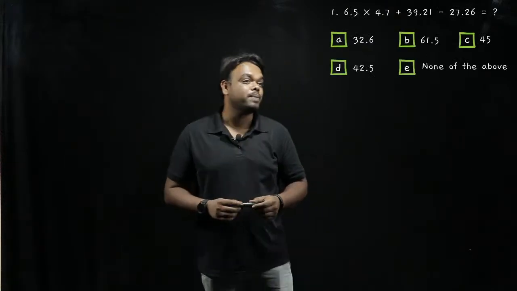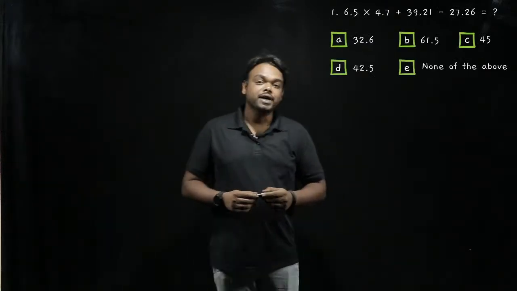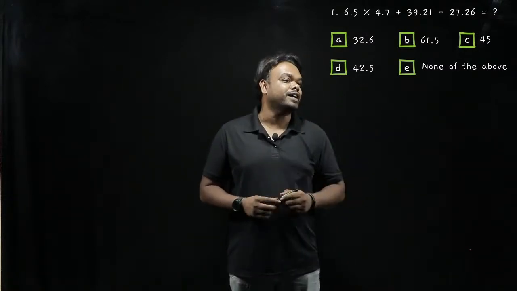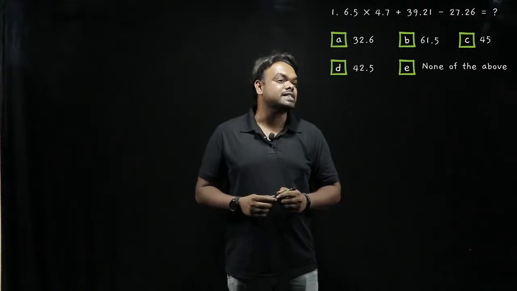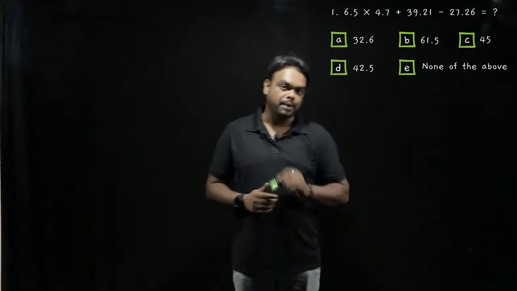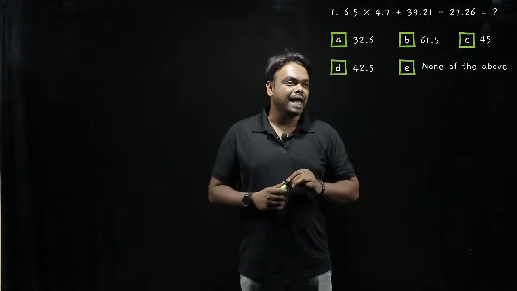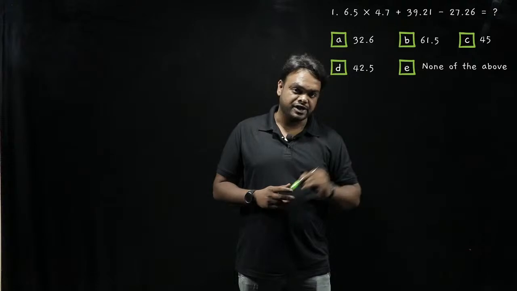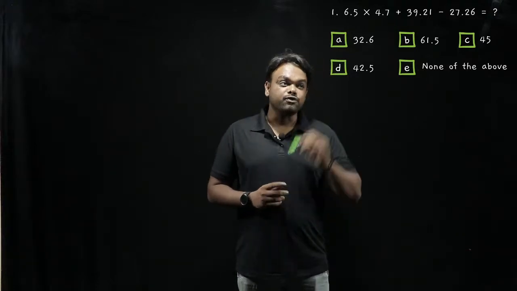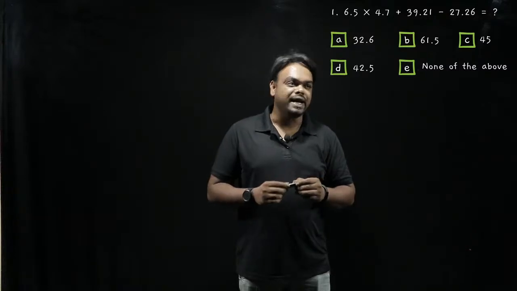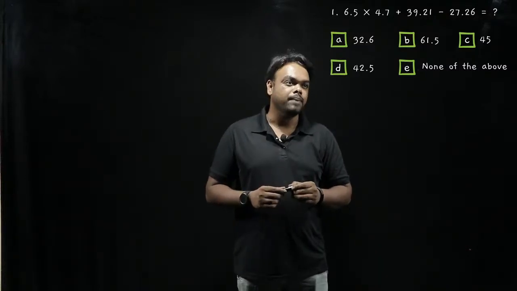So let us see question number 1. Here we have question number 1: 6.5 into 4.7 plus 39.21 minus 27.26 is equal to question mark. Now, there are decimals and there is multiplication, addition and subtraction, all three. First look at the options. One is 0.6, 0.5, 45 and another one is 0.5. Now how to deal with this?